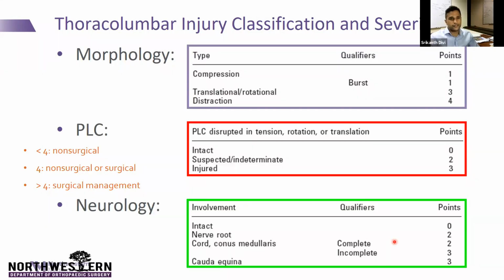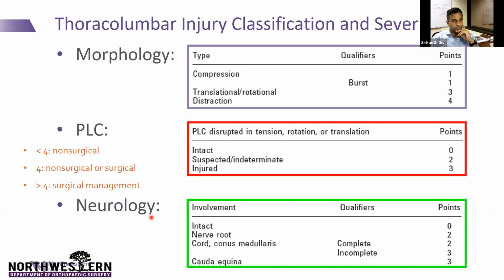Go over the TLICS classification because it was kind of the first attempt to take all this nomenclature and make it prognostic. So we have, for the first time, using the terminology compression, burst, translation, direct distraction, and then assigning a certain weighting to it, assigning weighting to a possible ligamentous disruption, and then also a patient's neurological status, combining all of this to determine what to do with the patient.